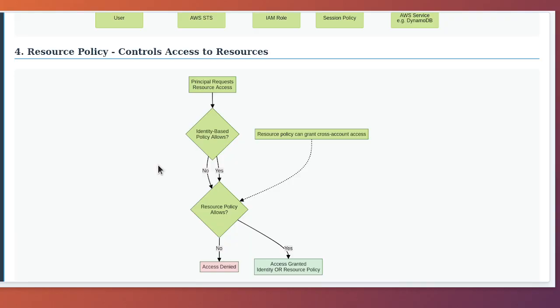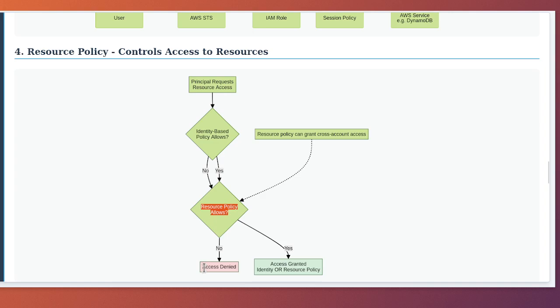At the top, we have the principal requests resource access node representing any principal attempting to access a resource. An arrow flows to a decision diamond labeled identity-based policy allows. This checks whether the principal's own identity-based policies grant permission to access the resource. If the identity policy allows the action, the check returns yes, and the flow proceeds to another decision diamond labeled resource policy allows. If the identity policy does not allow the action, the check returns no, but the flow still proceeds to the resource policy allows diamond.